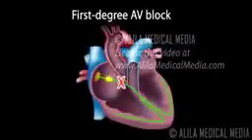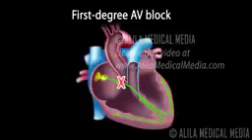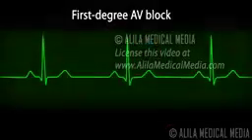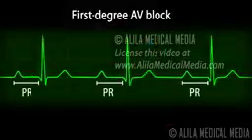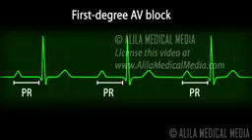There are 3 degrees of AV block. First degree AV block. The electrical signals are slowed as they pass from the SA node to the AV node, but all of them eventually reach the ventricle. On an ECG, this is characterized by longer PR interval of more than 5 small squares. First degree AV blocks rarely cause symptoms or problems and generally do not require treatment.